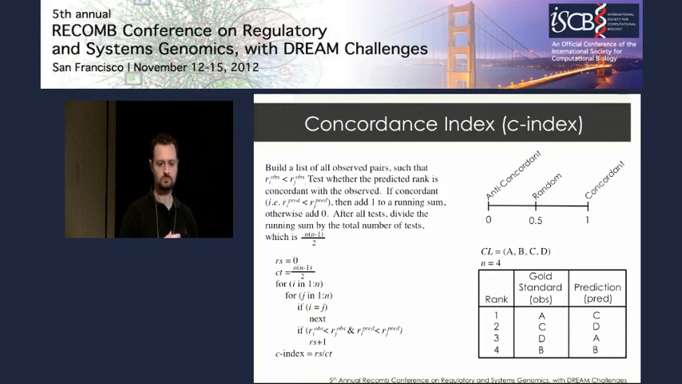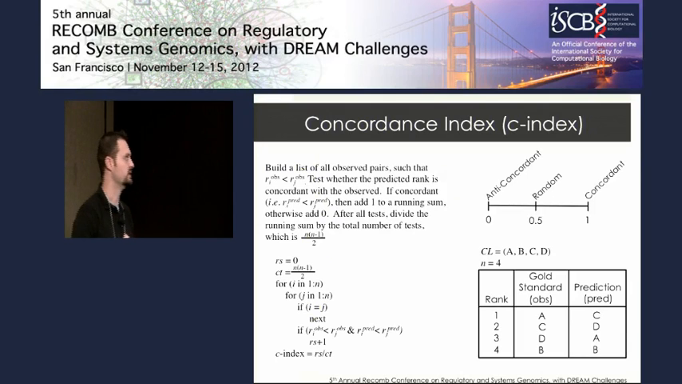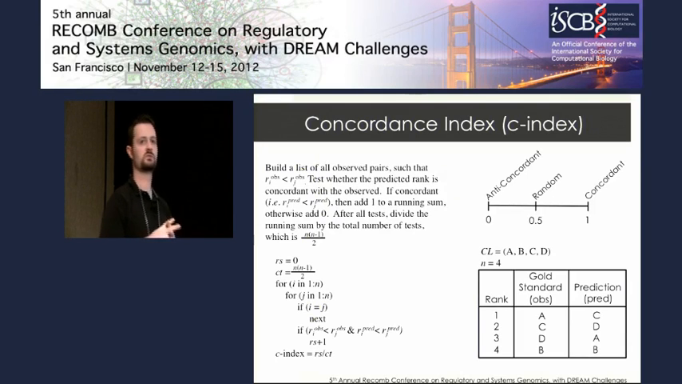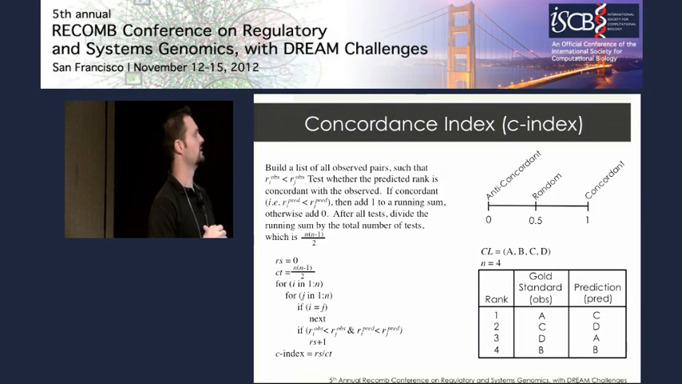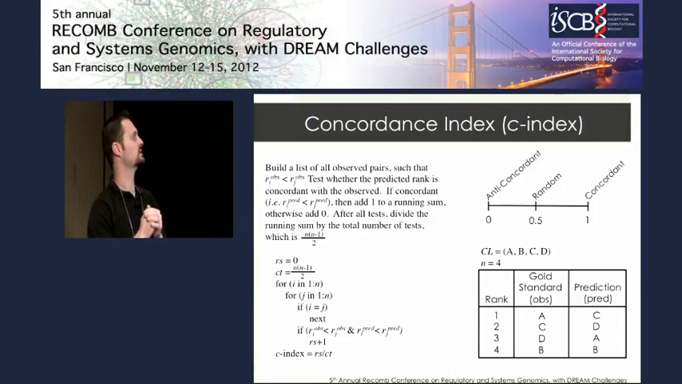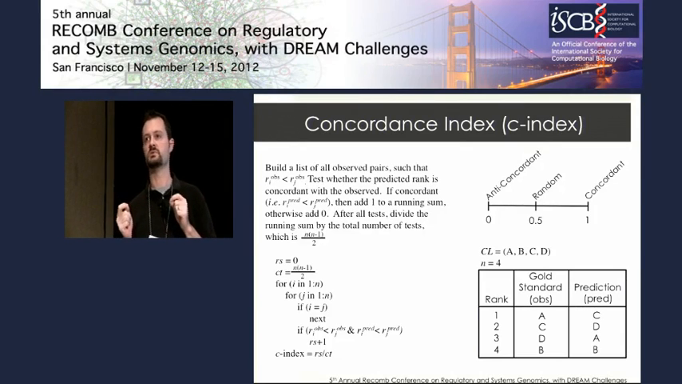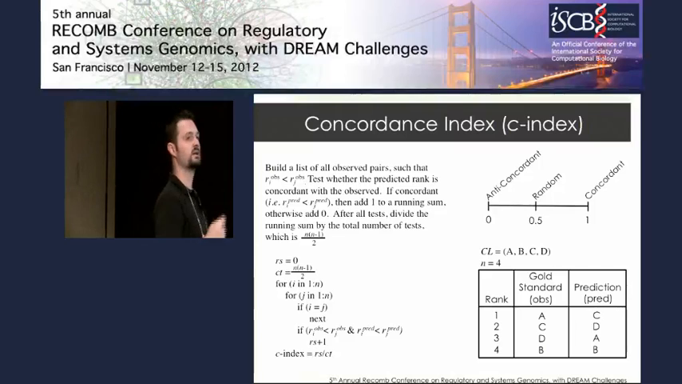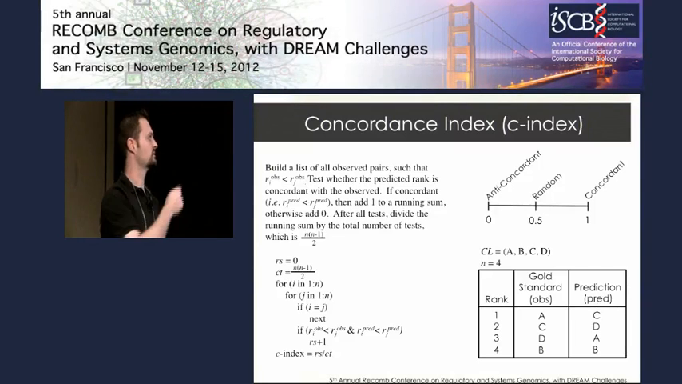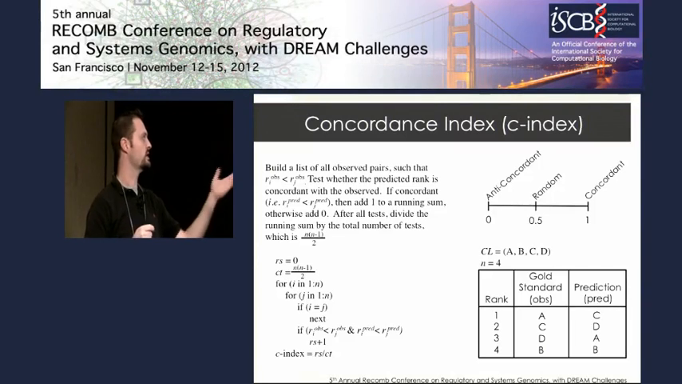So to make sure we're all on the same page, the Concordance Index is what we use to score the challenge. And I'm going to talk through it. I'm going to give you what the interpretation is, and then actually go through the algorithm itself. So what we want to do is build a list of observations. In this case, the observations are the actual gold standard results themselves. And we want to make sure the rank of cell line A is less than the rank of cell line B, or I or J.